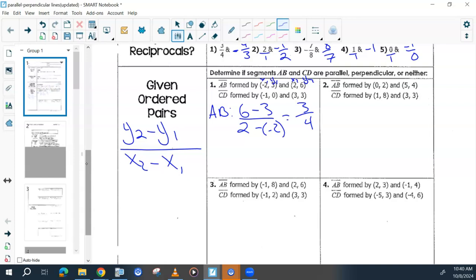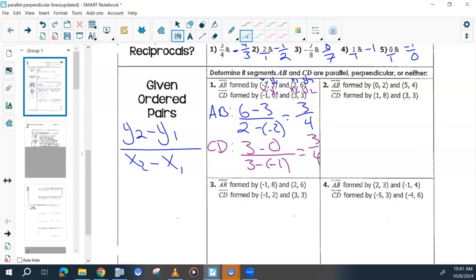So, very quickly, before lunch, we're going to do the same thing but with CD. If you need to label them again, do that. So, this would be 3 minus 0 over 3 minus negative 1. What is that slope? Also 3/4.